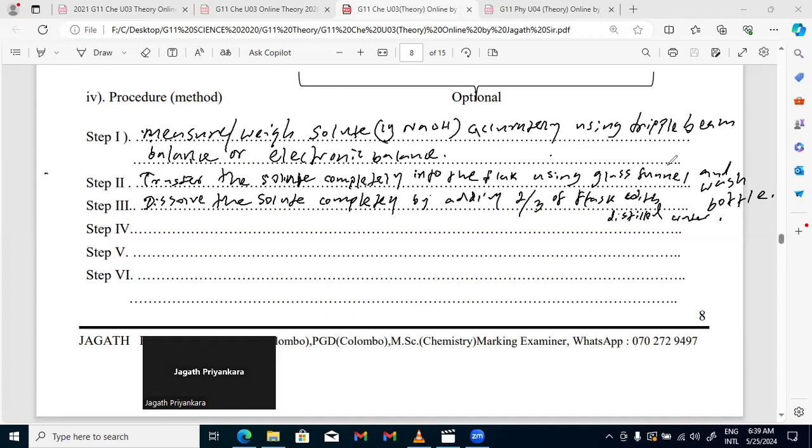So you have to dissolve the solute completely. You should not add the water, like you should not top up the solution. You should not adjust the level of the solution up to the 250 mark straight away, because then you will not have enough space, enough room to shake the solution.